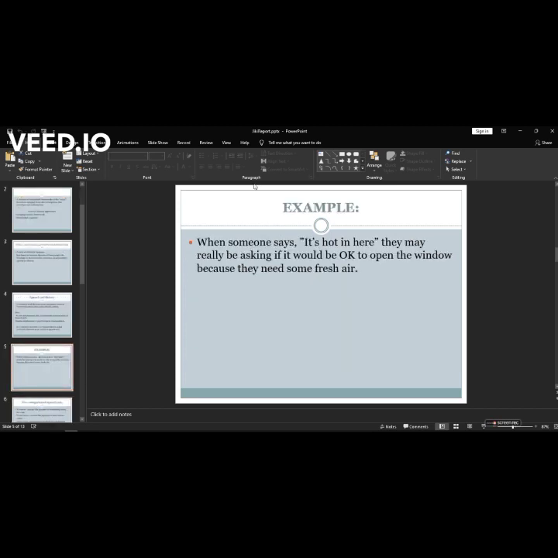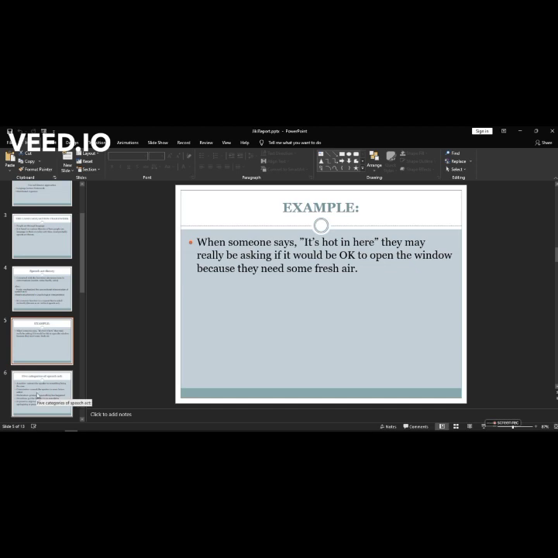For example, when someone says it's hot in here, they may really be asking if it would be okay to open the window because they need some fresh air. So the phrase it's hot in here is like a keyword or a code that they want to open the window because it is hot. So that is an example.